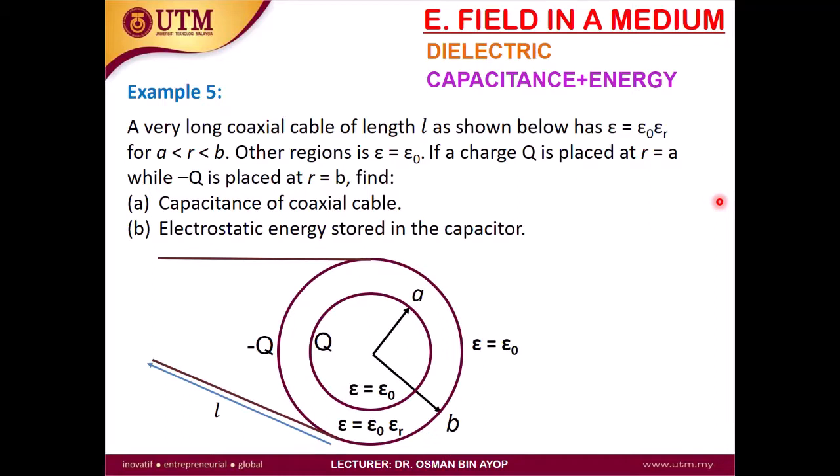Let's see an example related to capacitors. The question is: a very long coaxial cable of length L, as shown below, has epsilon equal to epsilon naught epsilon R between A and B, which means here is a dielectric material. The other region has epsilon equal to epsilon naught, which is vacuum. If a charge Q is placed at r equal to a, while negative Q is placed at r equal to b, find (a) the capacitance of the coaxial cable, and (b) the electrostatic energy stored in the capacitor.